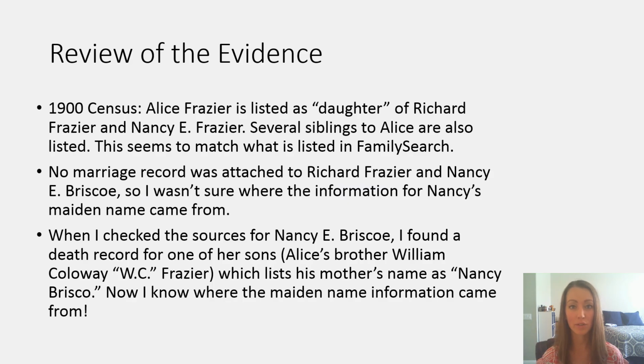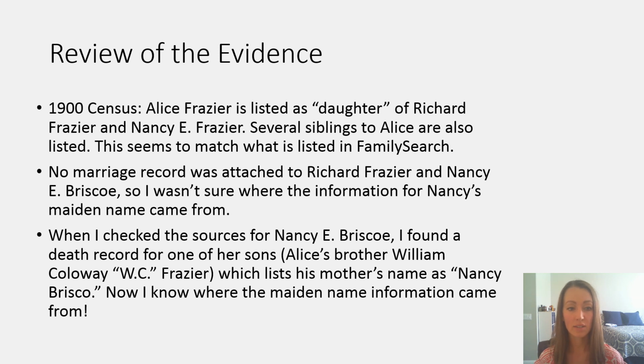Okay, let's review the evidence that we found that proved the relationship we were looking for. Number one, we found the 1900 census that showed Alice Frazier as a daughter, not just as a household member, but as a daughter of Richard and Nancy. And this seems to match what we found in Family Search, in the tree. All the siblings were there, including William.